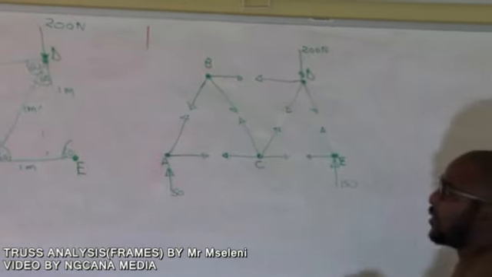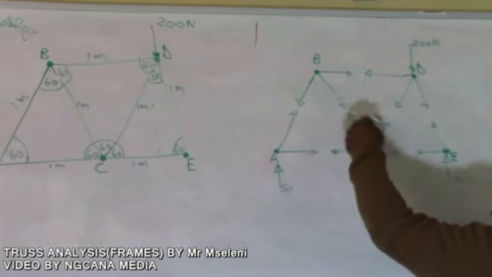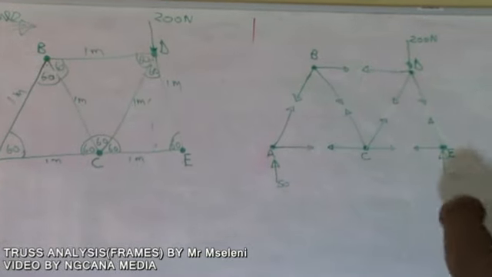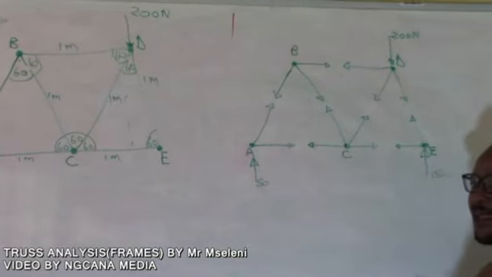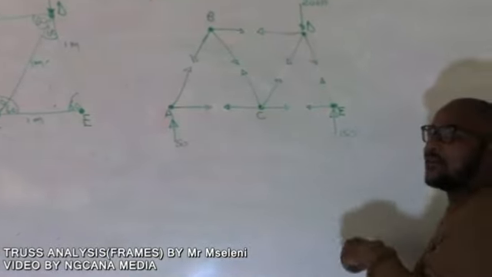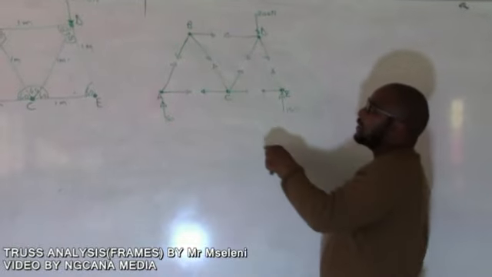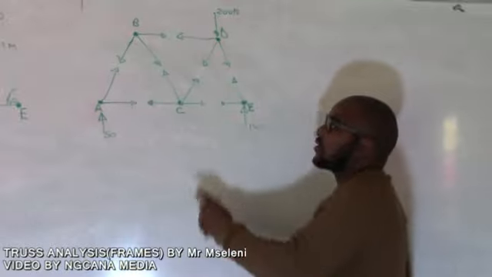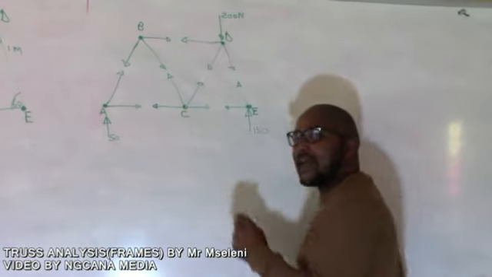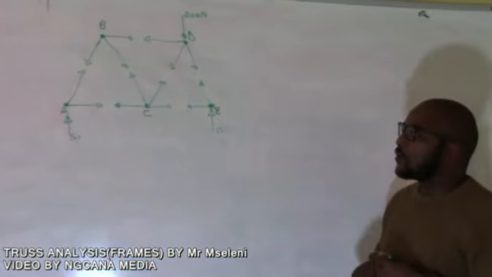Now, as we break it down, you can see all the arrows. They show that I assumed all the members to be in tension. As you are calculating the members, if you find your assumption of direction is wrong, it's going to give you the answer as negative. So this is what we're going to do now.